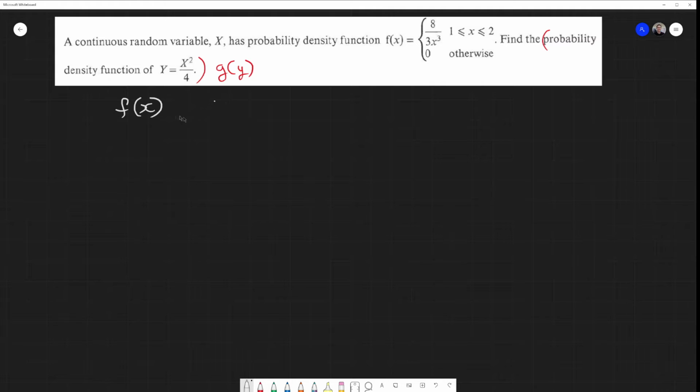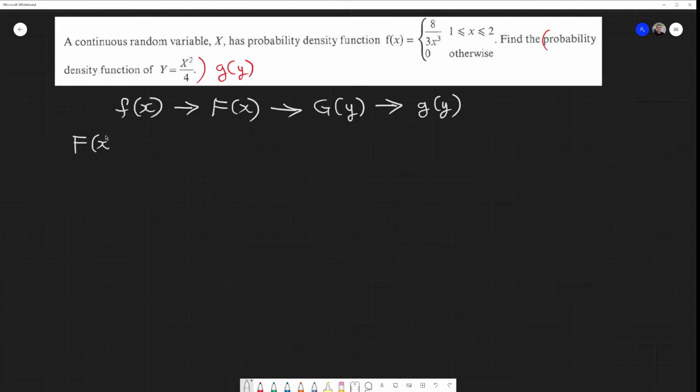In order to do that, we need to convert this PDF to a CDF, and then convert this to gy, like what we did earlier. Okay, so you follow this flow chart here. Right, so we're going to do the first step.